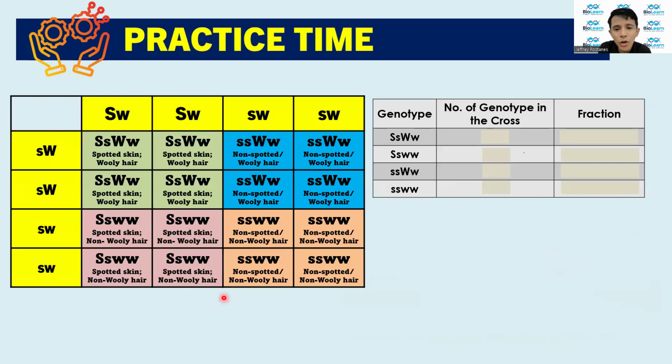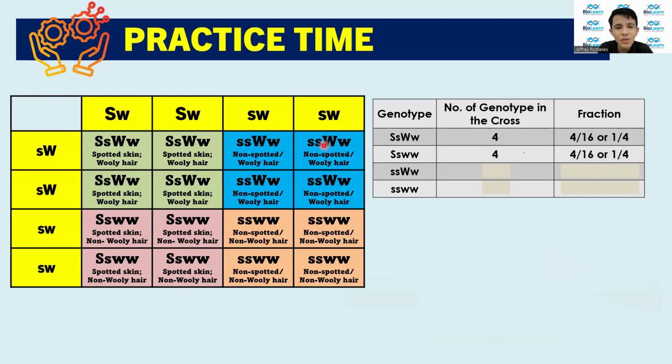Now, so you have 4 combinations of genotypes in this cross. So how many heterozygous S and heterozygous W do we have? We have 4. So that's 4 over 16 or 1/4. Next, heterozygous S, homozygous recessive W, that's 4 also. Where is that? It's this one. Okay, so that's 1/4 also.